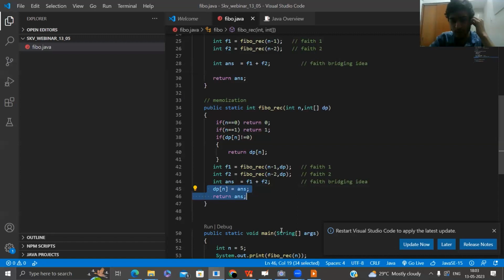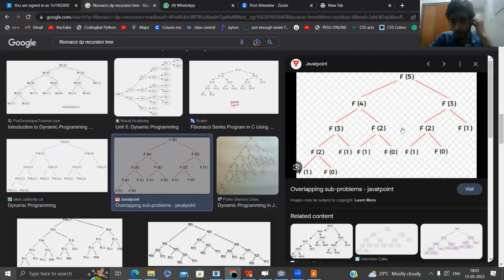Just to elaborate this particular statement, let me take you once again to this diagram. While we are returning for Fibonacci of 2, we have stored the value of Fibonacci of 2 at the second index of the DP array. At DP of 2, we have stored the value of Fibonacci of 2, right? And once I come at this particular branch again, I won't be making the recursion call, because at DP of 2, my value for Fibonacci of 2 is already stored. So I'll just fetch that value and return it, right? I won't be making the recursion calls.